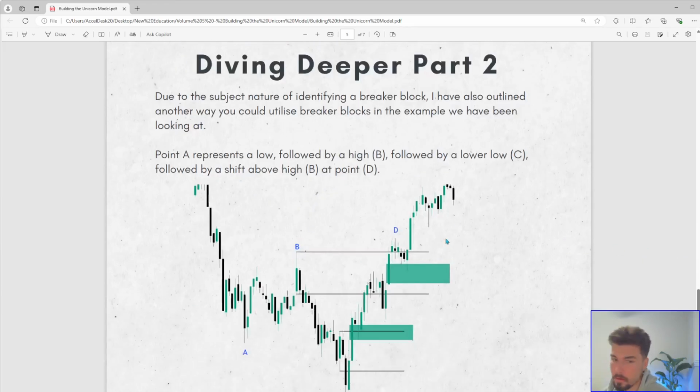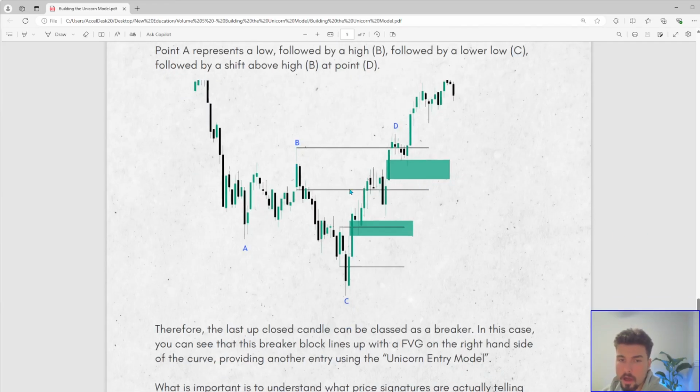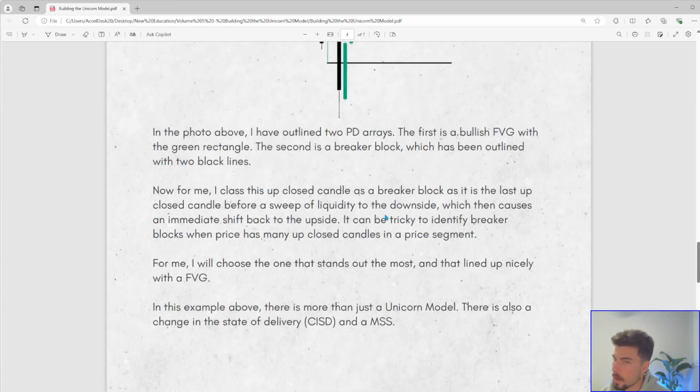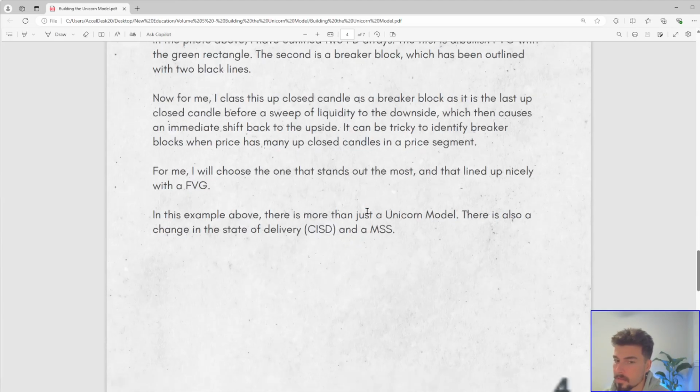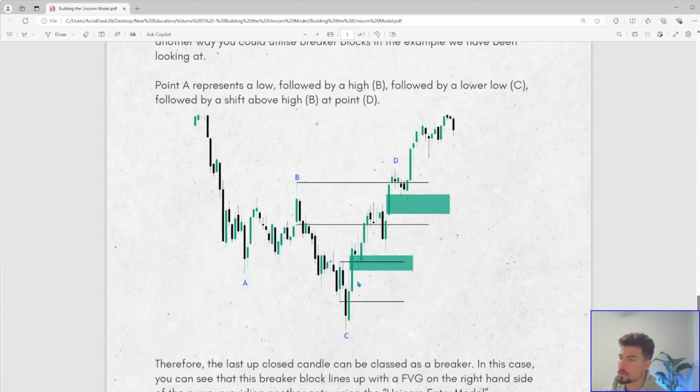Let's dive a little bit deeper, right? So I've labeled now a bigger price swing. So if I went back and I was going to label A, B, C, D, I'll label A here, B here, C here, and then D there. I've done this on a bigger time frame using a bigger price swing, right? So I've labeled A, B, C, and D. Now, what I want to talk about is what is the function of up close candles in a downwards trend, and what is the function of down close candles in an upwards trend.